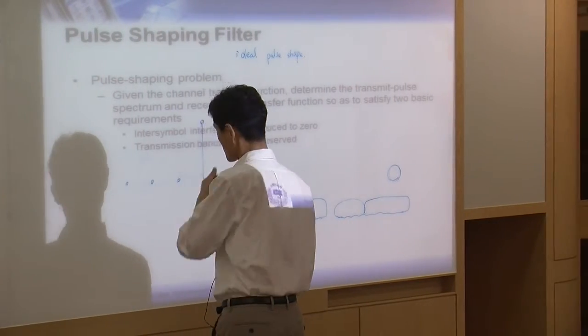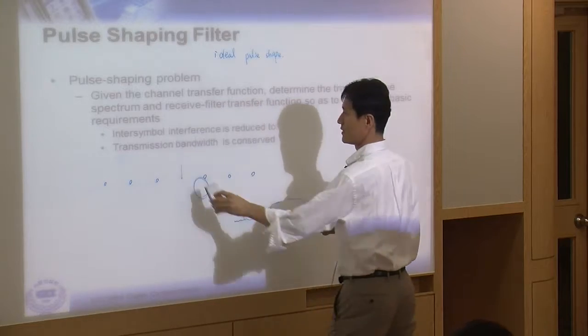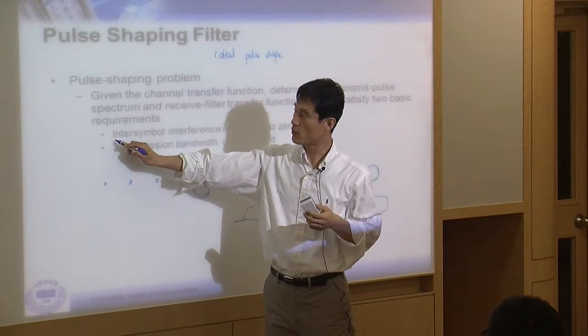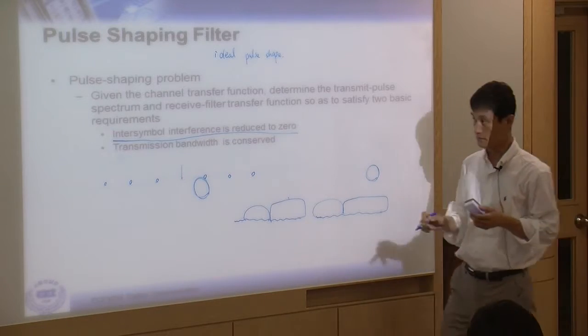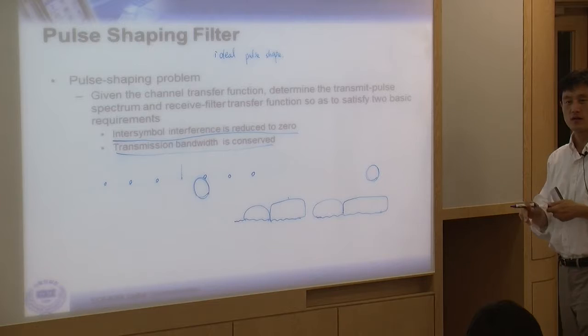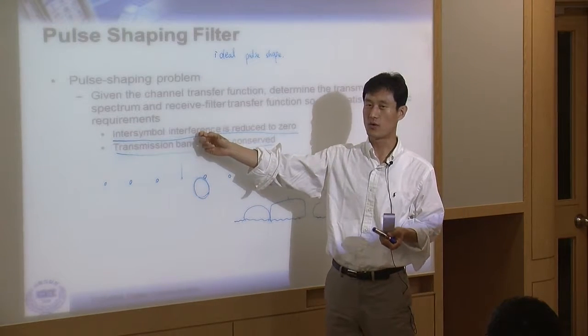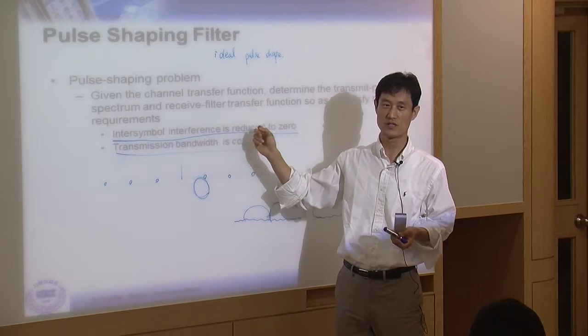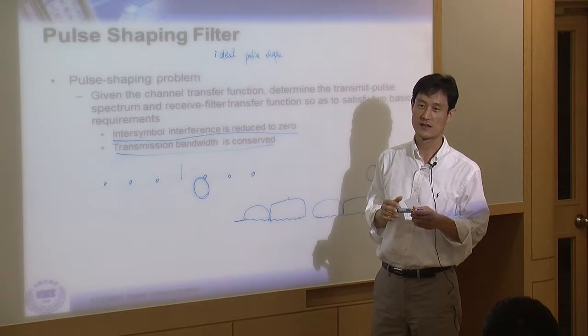Okay? So what is the purpose of this pulse shaping filter? The main reason we want this pulse shaping filter is this one and this one. First reason, inter-symbol interference or ISI is reduced to 0. We want to make no ISI.